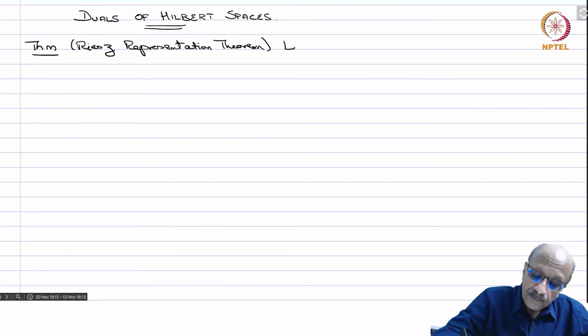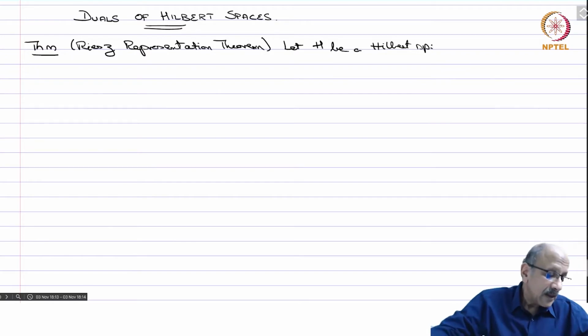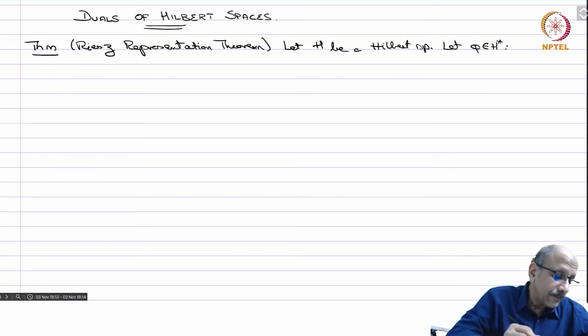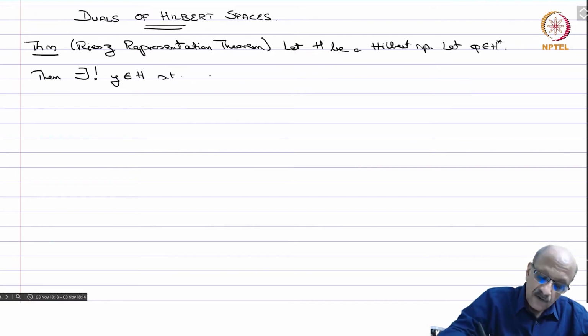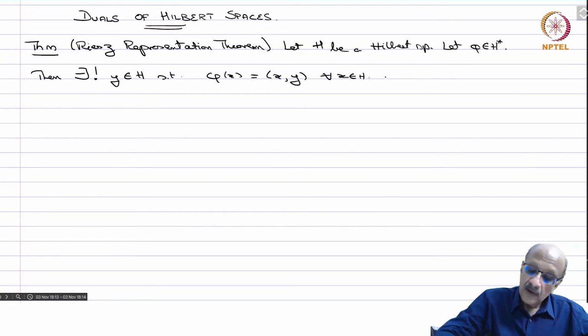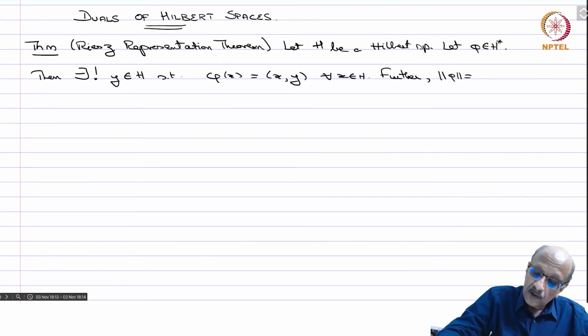Okay, so let H be a Hilbert space. Let phi belong to H star. Then there exists a unique y in H such that phi(x) equals (x, y) for all x in H. Further, norm phi equals norm y.